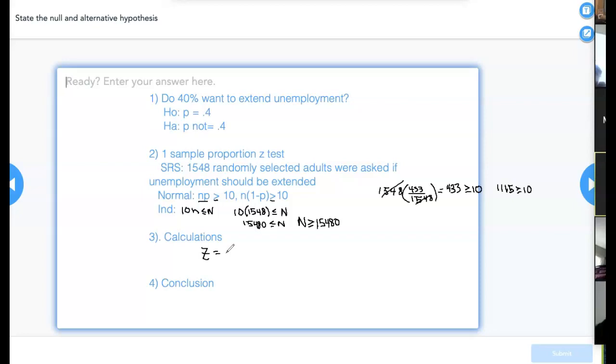The z-score formula for proportions, 553. I was going to say 533. So go to page 553 for the calculation of z-score.